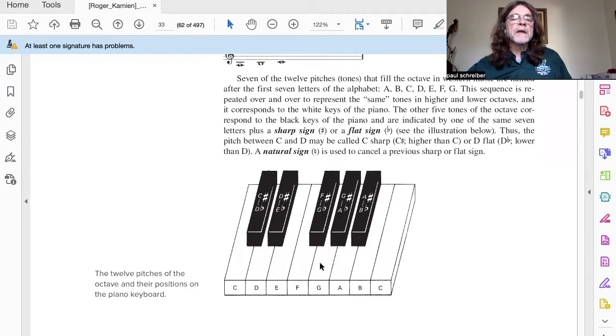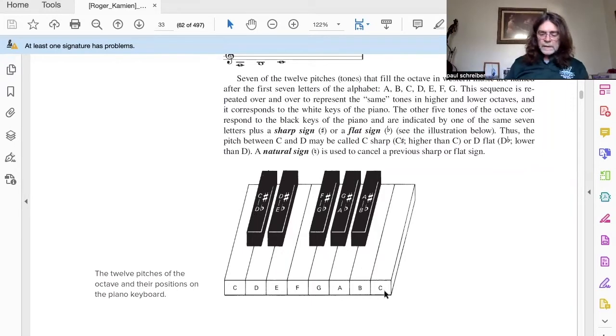So this is what a piano really looks like. Here's C, D, E, F, G, A, B, and C, which is here. And then we have these black keys, which are these. The total of these are 7, 8, 9, 10, 11, 12. There are 12 pitches in what's called an octave, a chromatic octave. It's really 11, and then the 12th one is the same as the first one, an octave below.